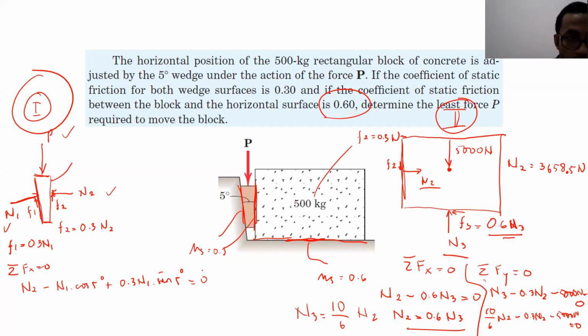Anyone here can help me to find out the value of N1 here? Let me put the calculator, sir. 3,771.5, sir. 3,771.5 Newton. Correct, right?